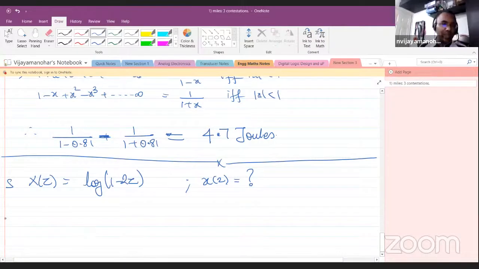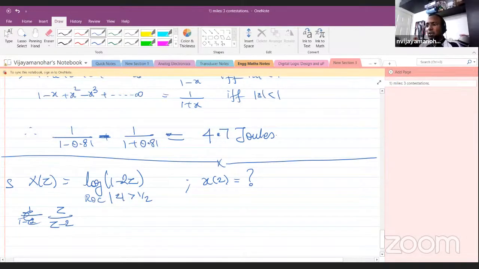See, if I know the z transform, then I know how to compute the inverse z transform. For example, if I have 1 by 1 minus 2z by z minus 2, and ROC is given to be mod z greater than half, mod z greater than half means I am going to have a causal sequence. It's going to be in terms of u of n, not u of minus n minus 1. Now suppose I have this, the inverse z transform will give me 2 power n, something like that, correct?